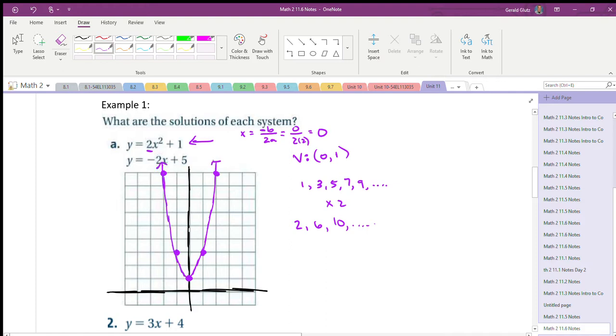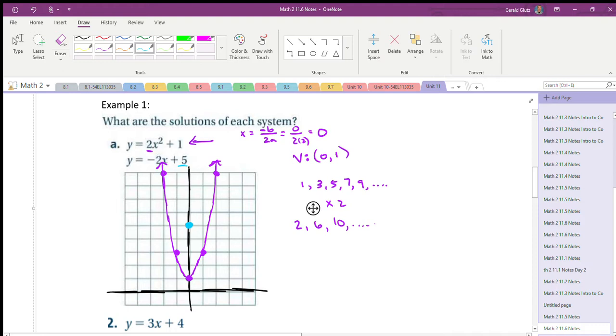It continues to go up from there. So next is the linear graph. It's probably been a while since you've graphed a linear equation, but you always start at the y-intercept. So the y-intercept is 5, so 1, 2, 3, 4, 5, so 0, 5.